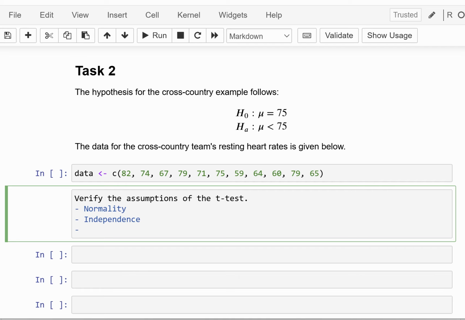If you don't have independently drawn samples, then no, you won't have accurate statistics. But it's not something the statistician can detect or fix. So normality, independence, and homogeneity of the variances, which is basically saying the same standard deviations. Right, in this case, that the standard deviation for the sample of the cross-country runners is the same as the standard deviation of the population.